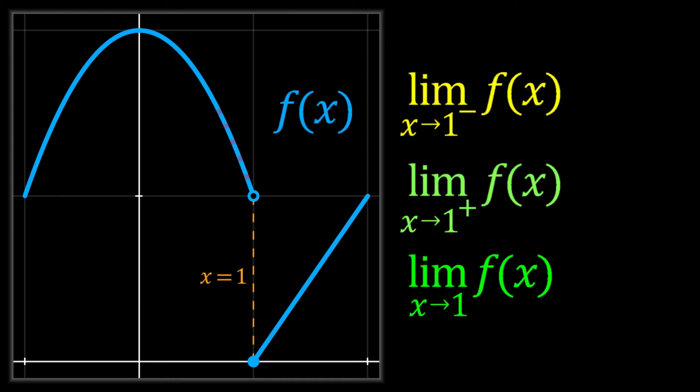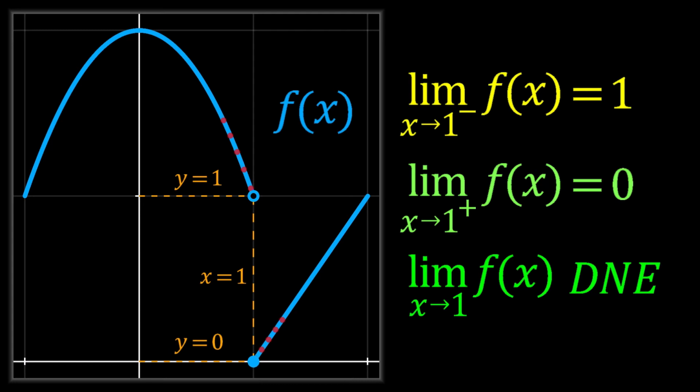Well, as x approaches 1 from the left, y approaches 1. As x approaches 1 from the right, y approaches 0. Seeing that the two one-sided limits aren't equal, we conclude that the regular limit does not exist. Easy peasy.